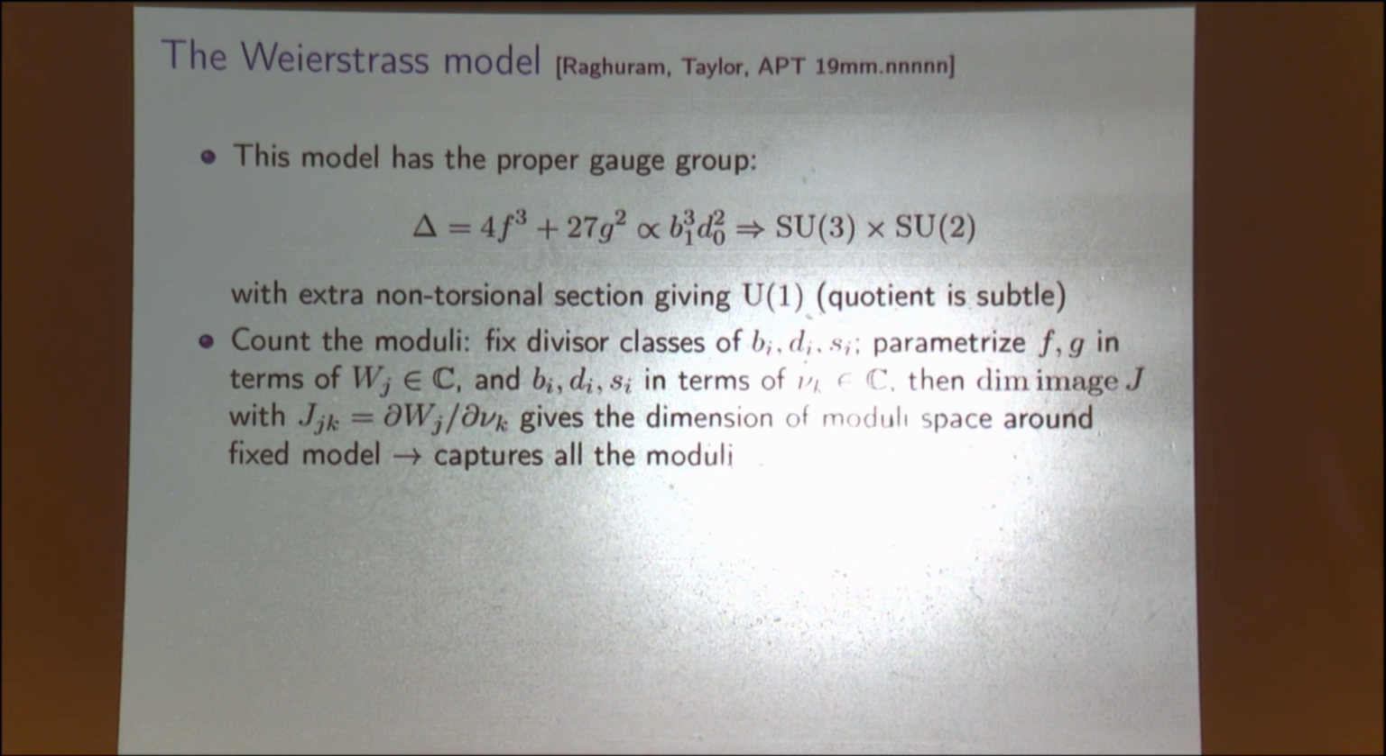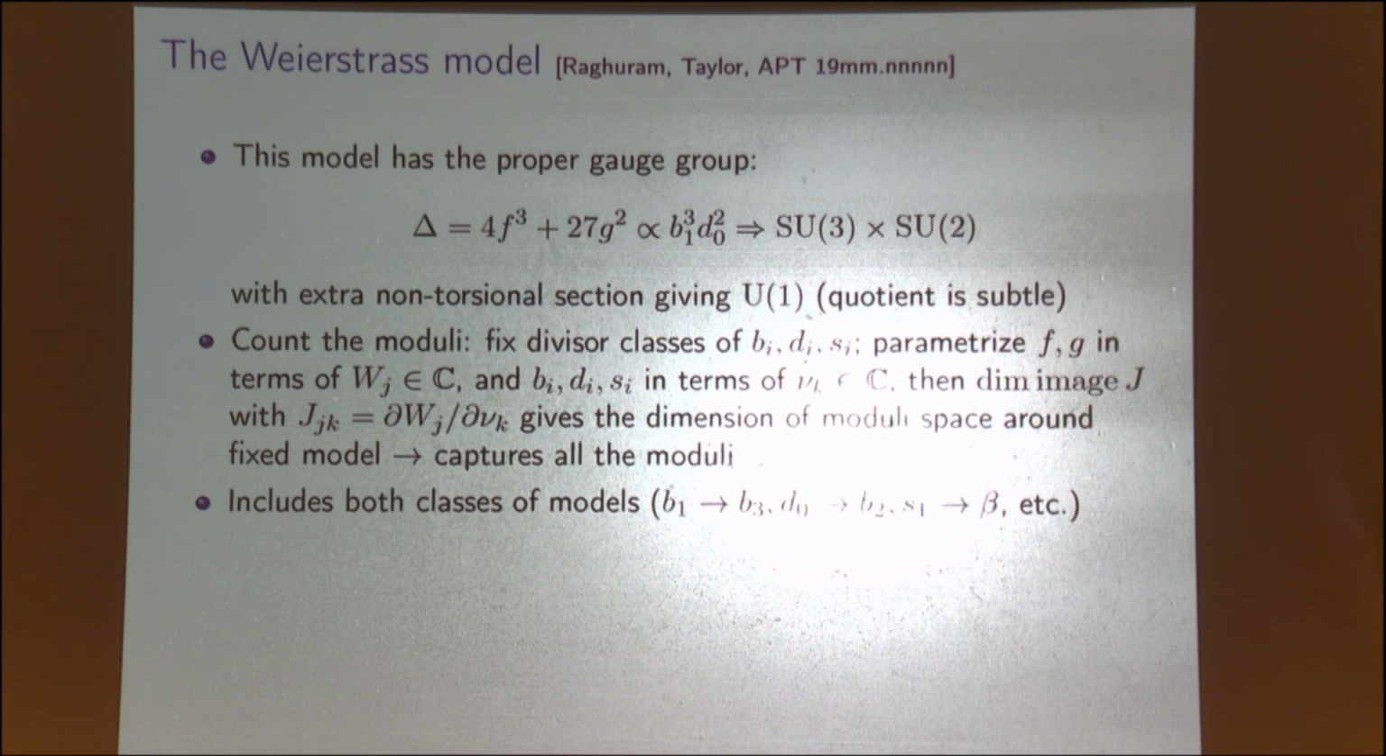And so we've done this over many different bases with thousands of different choices of random models, and we always get the exact same answer, that this does actually capture all of the moduli. So we believe that this is actually the most general Weierstrass model that has these properties.